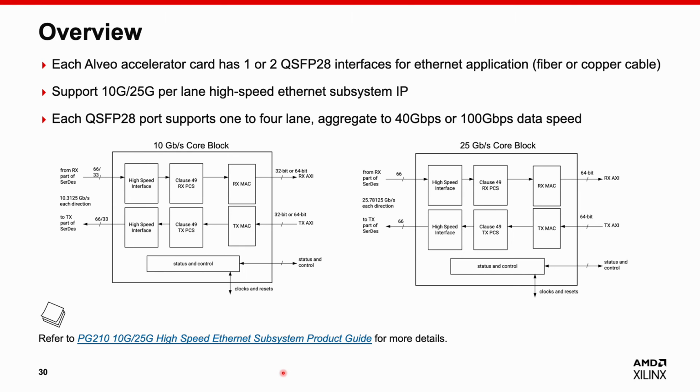Now let's recall that each Alveo card has 1 or 2 QSFP28 interface cages, and each QSFP cage supports 1 to 4 lanes. So the 10 gigabit Ethernet and the 25 gigabit Ethernet can be implemented on each lane of the QSFP28 port, and each QSFP port can support up to 40 gigabits per second or 100 gigabits per second Ethernet connection. Both fiber cable and copper cable are supported.